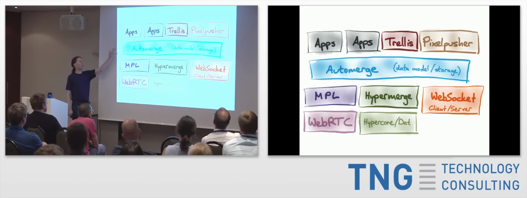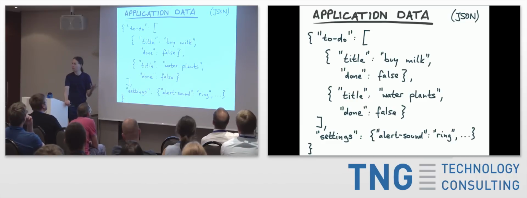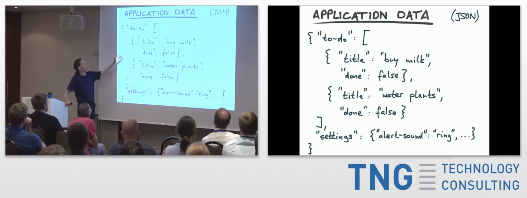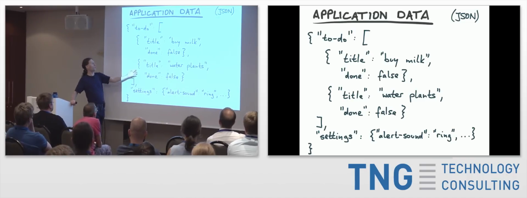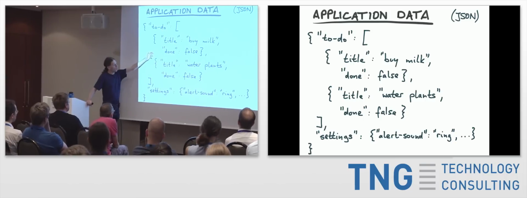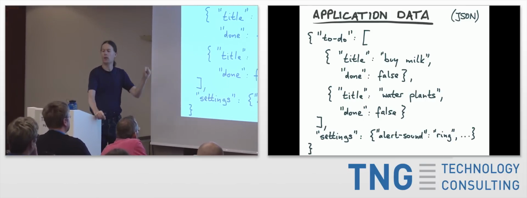So the way you build an application on top of Automerge is you get a data model that is essentially JSON. It's JSON with a few little extensions. If you think about what JSON is, this is, for example, how you might represent a to-do list using JSON. So you have buying milk, which is one item on the to-do list, and watering the plants, which is another item. Each of these items is associated with a Boolean, which tells you if you've checked the tick next to that item.